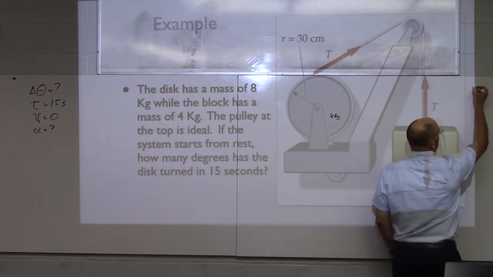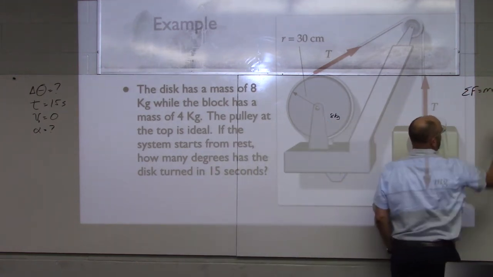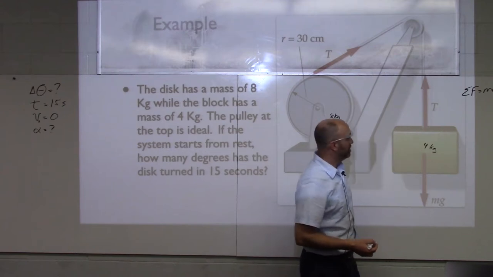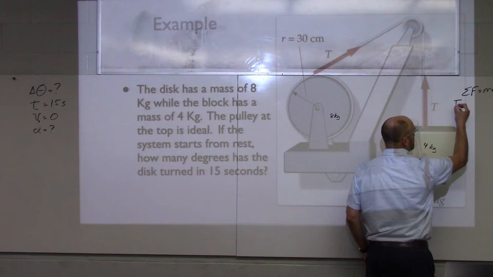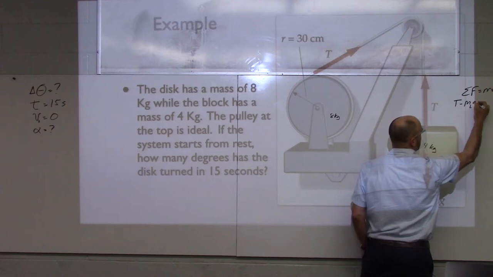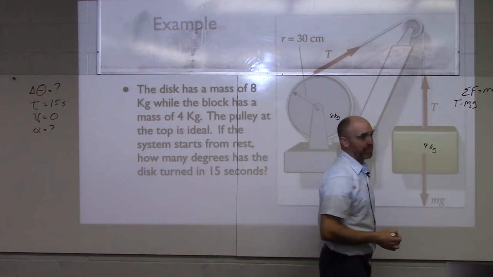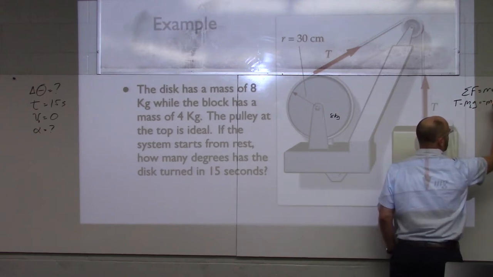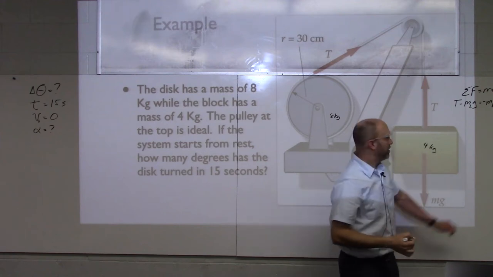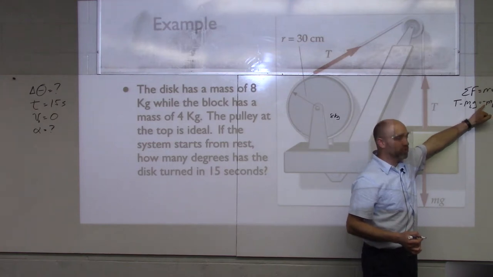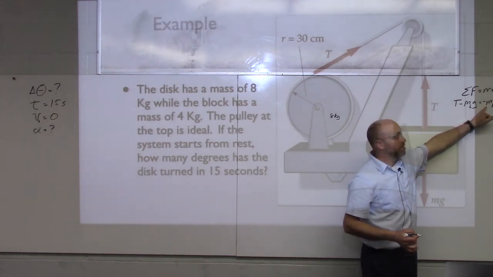So we'll say sum of the forces equals mass times acceleration. And this thing is going to accelerate. Which way? Down. So our forces are tension and minus mass of the block times gravity equals negative mass of the block times acceleration. Why did I put a negative sign there? Because it's accelerating down. That's the most missed negative sign. Don't forget that little guy. Okay?